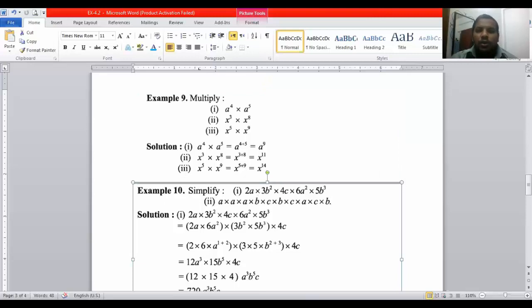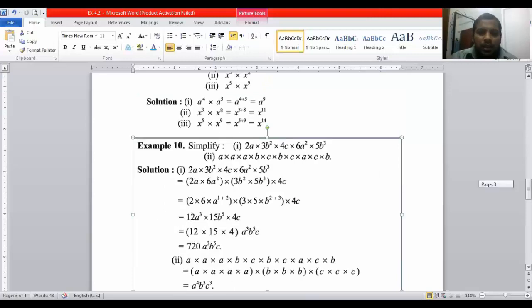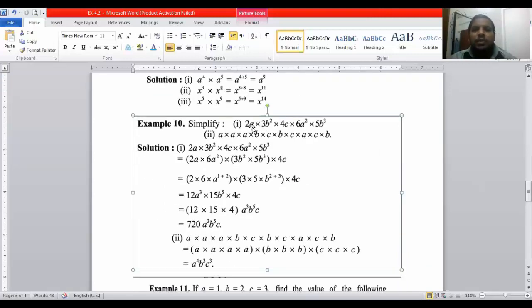Okay, now we are going to the math simplification. There are so many bases. For example, simplify 1. 2a into 3b square into 4c into 6a square into 5b cube. I am explaining the first one; you have to understand the second one.